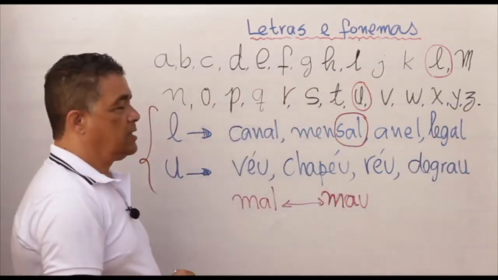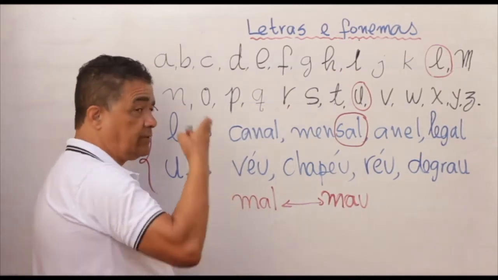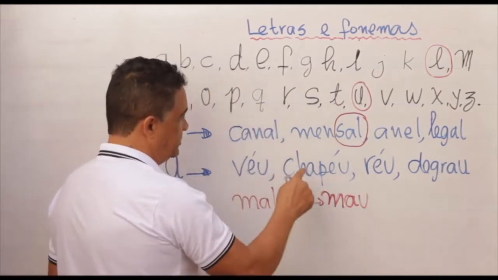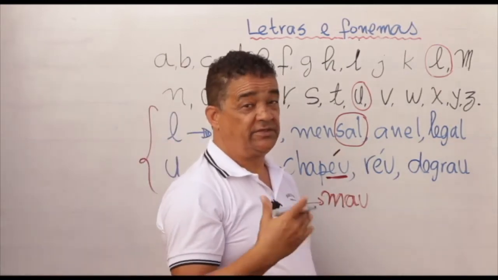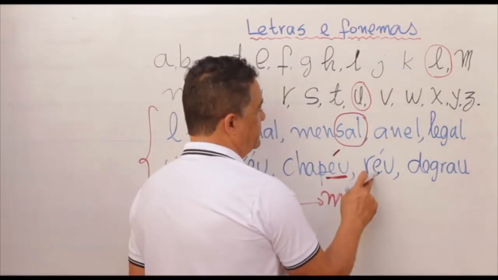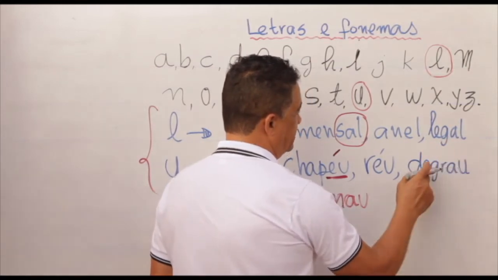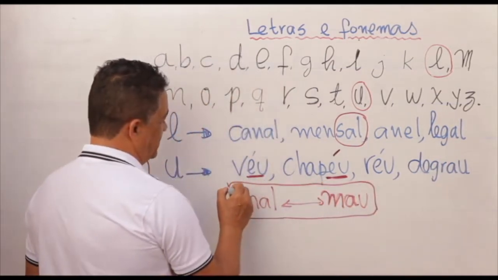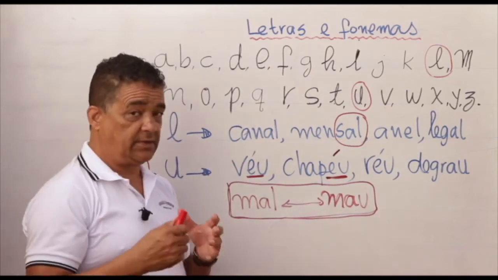Now, words with U. Véu, veil. Chapéu. Réu, which means defendant in a courtroom, for example. Réu. Degrau means step of a stair, for example. Degrau.